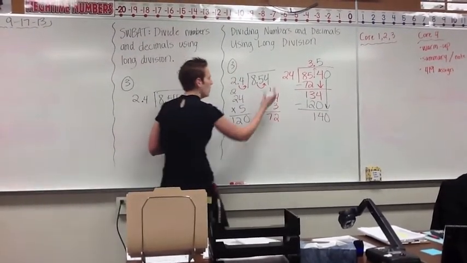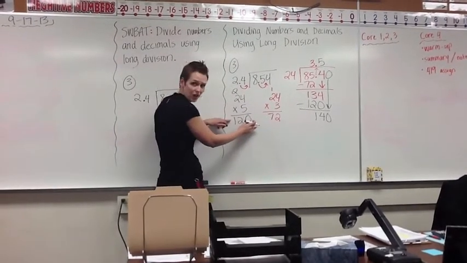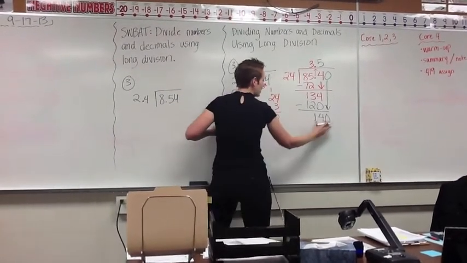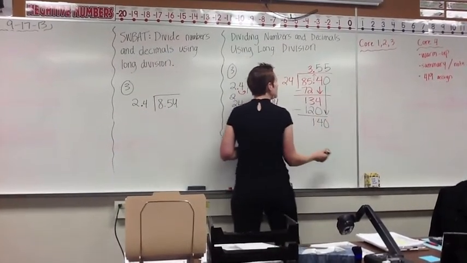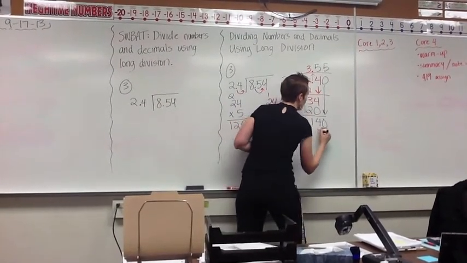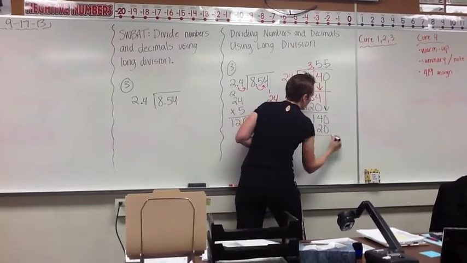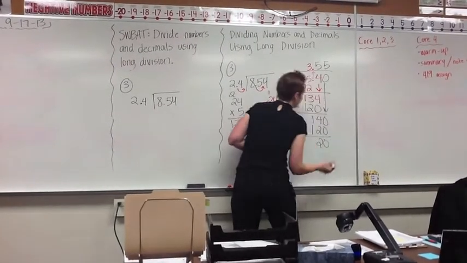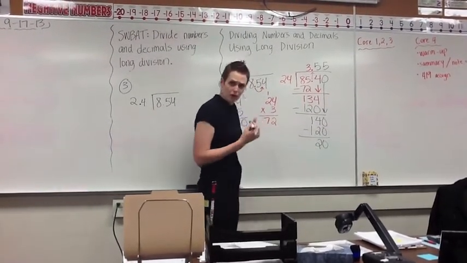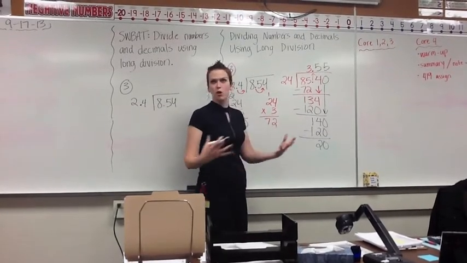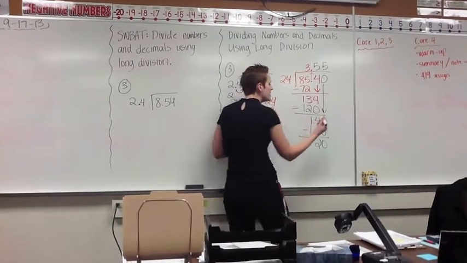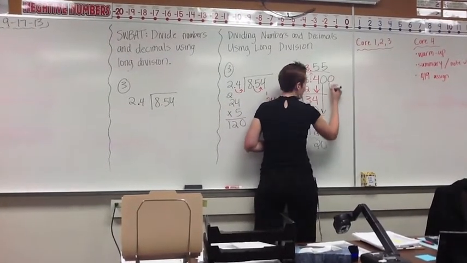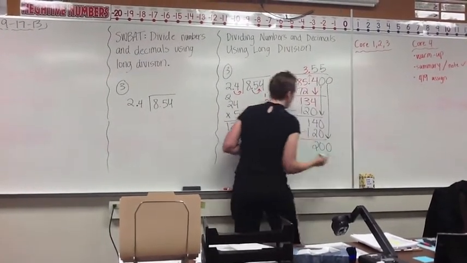Well, we already know that 24 times 5 is 120. So this is actually 24 into 140. It's going to go 5 times. 5 times 24 is 120. And we still have a remainder of 20. Now this is where it's like, Mrs. Morgan, this is going to go forever. Well, here's what you do. We need another 0, and you're going to bring this down.